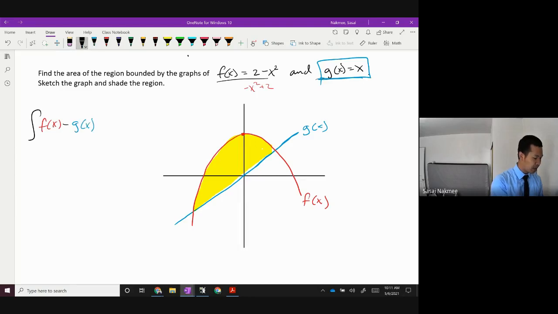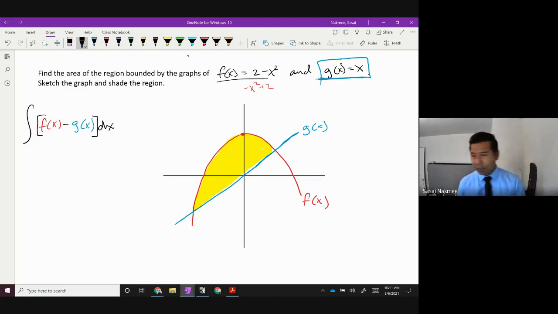Do you have any questions on how I know it's f of x minus g of x? All right, it's just based off the graph, right? And I saw that this one's bigger than that one, and I know that this is the case. Now here's my issue though. I don't know what interval I need to put my integral to. How do I figure that out? How do I know what this point is right here and what this point is right here?